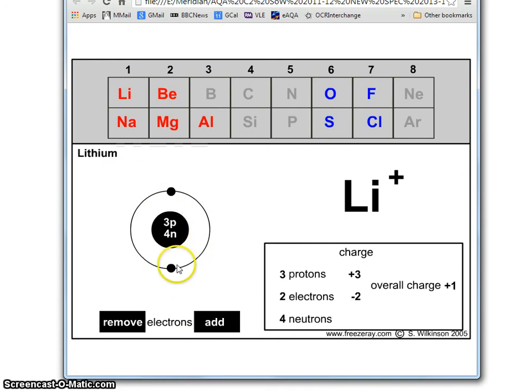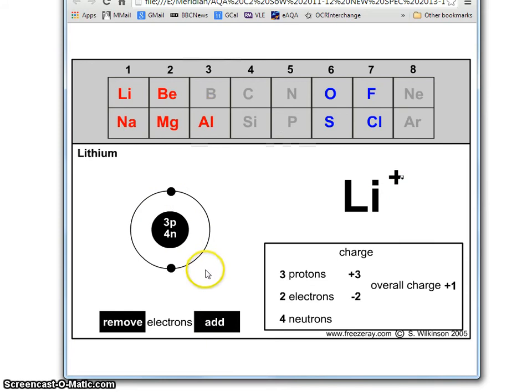So this becomes the outer shell now. So we have 2 electrons there, and that's the maximum it can contain. So this now becomes our electronic structure for a lithium ion. And we can tell it's an ion because it's an atom. It's got protons, neutrons, electrons, but now it's got a positive charge.